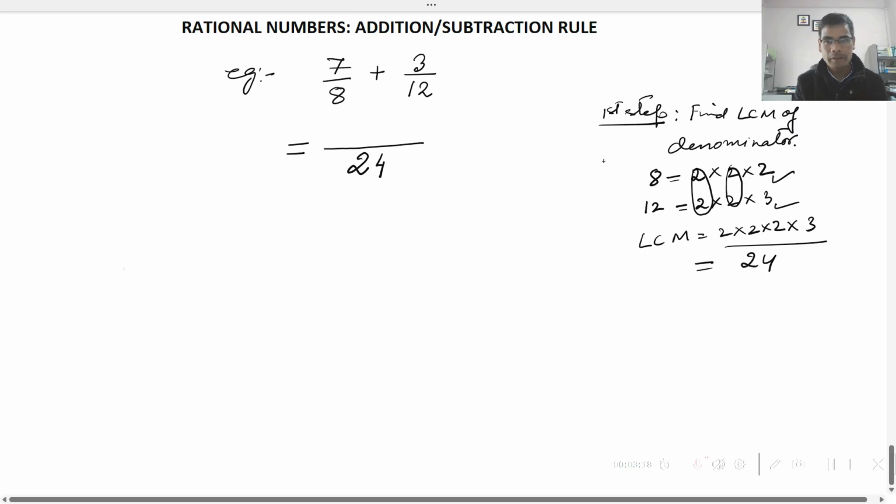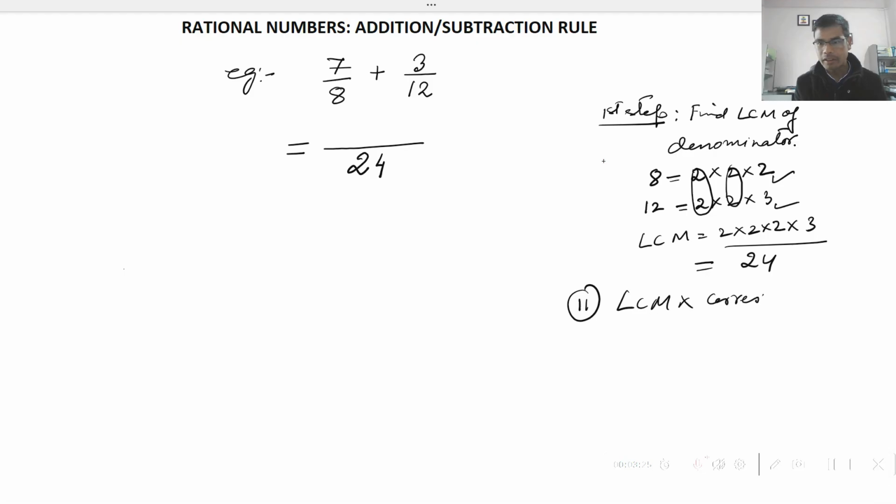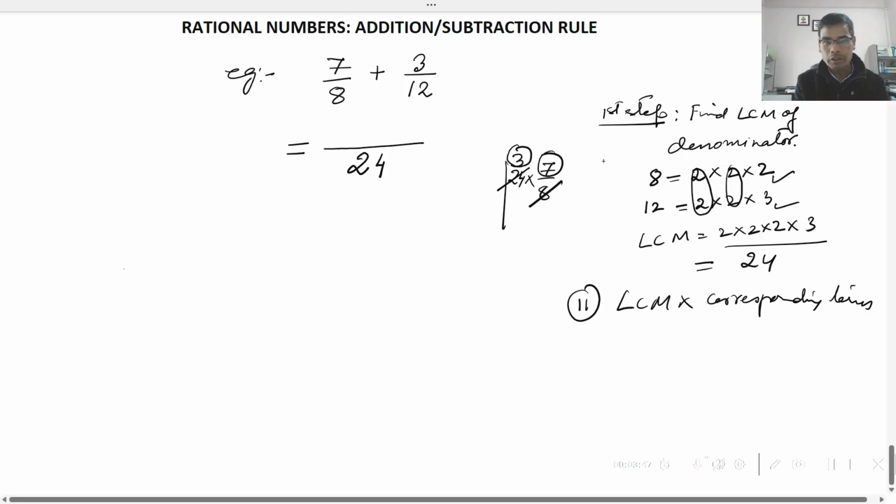The second step is LCM into the corresponding term. To get the first term, you multiply the first term, which is 7 by 8, by the LCM of the denominators, which is 24. Here 8 and 24 cancel with 3. Then this 3 with this 7 multiply, we get 21. So we write it here. This is the first term.